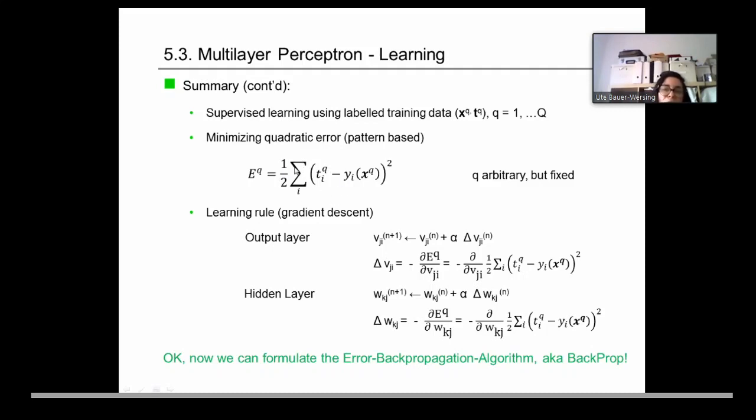by the partial derivatives that we derived. The learning rule that we came up with for gradient descent is given here for the output layer. That's the general formulation of our iterative update, and the specific calculation of the weight vector update delta vji for the neurons in the output layer. And here we have the formulation of the weight vector update of the neurons in the hidden layer.